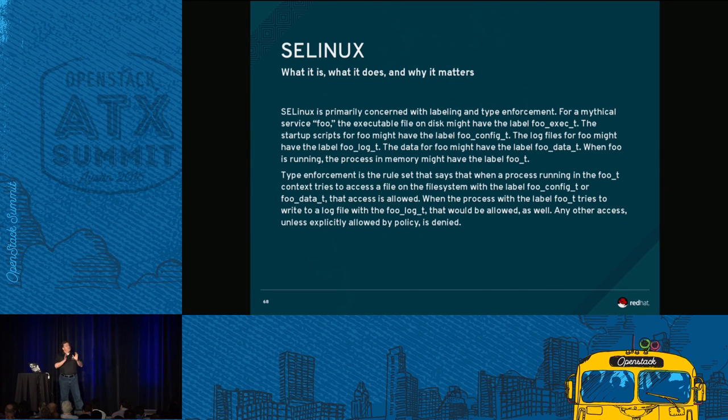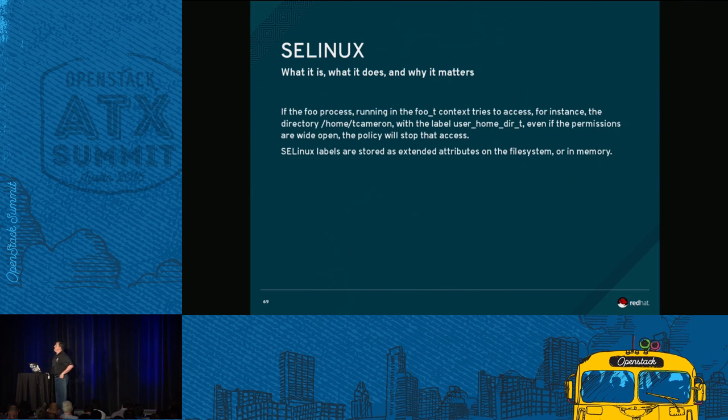So that's labeling. Type enforcement is just the rule that says, if I explicitly allow the foo exec type, for instance, to access the foo config type files, then when the foo service starts up, it can read its config files. Then I set a policy that says the foo exec type can also write to foo_log_types. Again, that's fairly intuitive, right? You want your process to be able to write to its log files. But type enforcement says, unless I've explicitly allowed it, I'm going to deny it. So any other access, unless explicitly allowed by the policy, is denied.